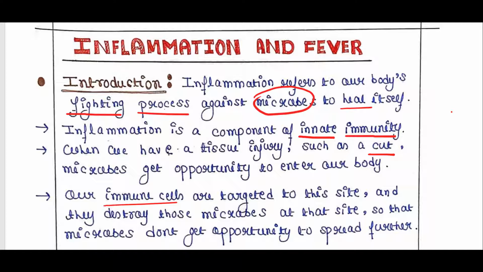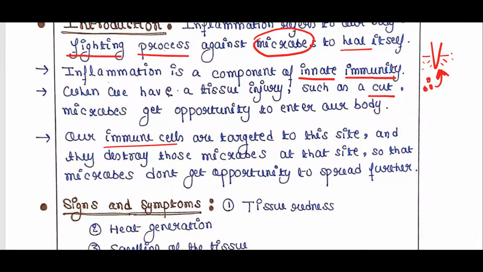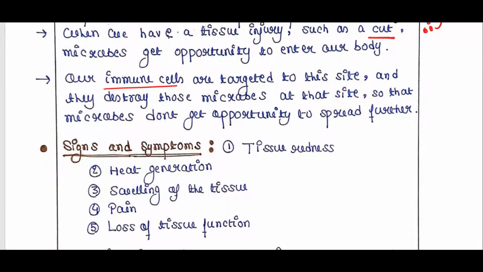Right? Okay. So suppose this is a cut, and then our immune cells will go toward that side, because some bacteria or some other microbes could enter through this cut. Now our immune cells will go toward this site of infection and destroy those harmful microbes so that they will not get any opportunity to spread further. So this is inflammation.